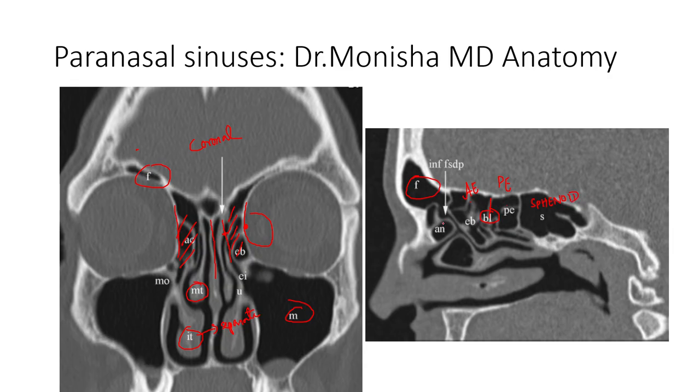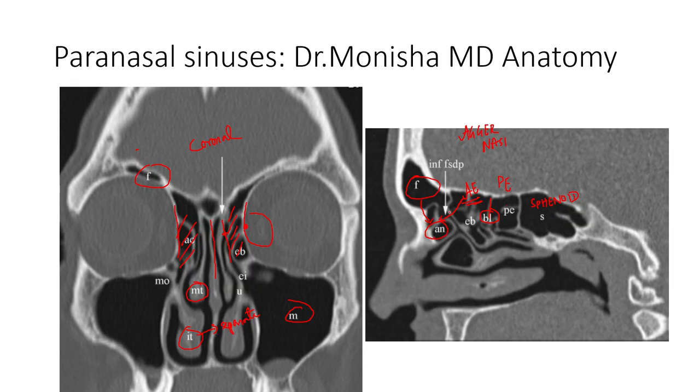And in this picture it is marked AN here. What is that? Agger nasi cell. What is agger nasi cell? It is nothing but this anterior ethmoidal air cell extending below your frontal sinus. It is extending anteriorly below your frontal sinus. That is nothing but extension of the anterior ethmoidal air sinus anteriorly and inferiorly to your frontal sinus.